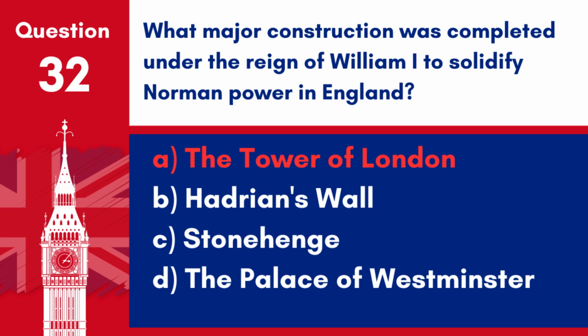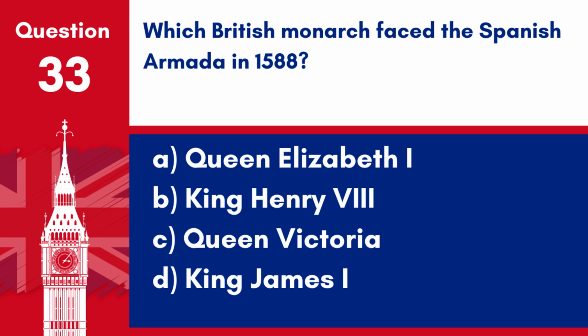Answer A. The Tower of London. The Tower of London was a major construction completed under the reign of William I to solidify Norman power in England.